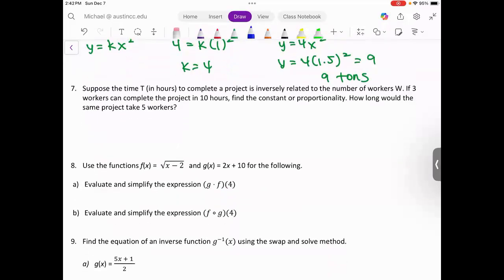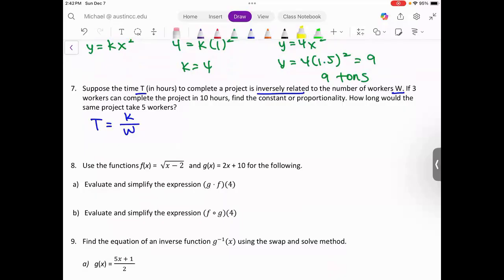Suppose the time t in hours to complete a project is inversely related to the number of workers W. So what is our equation? We have the time t inversely related, so that means that our variable W is going to be in the denominator. It doesn't look like there's anything that's happening to W. We're not going to square it or square root or anything like that. So we're going to have t equals k over W.